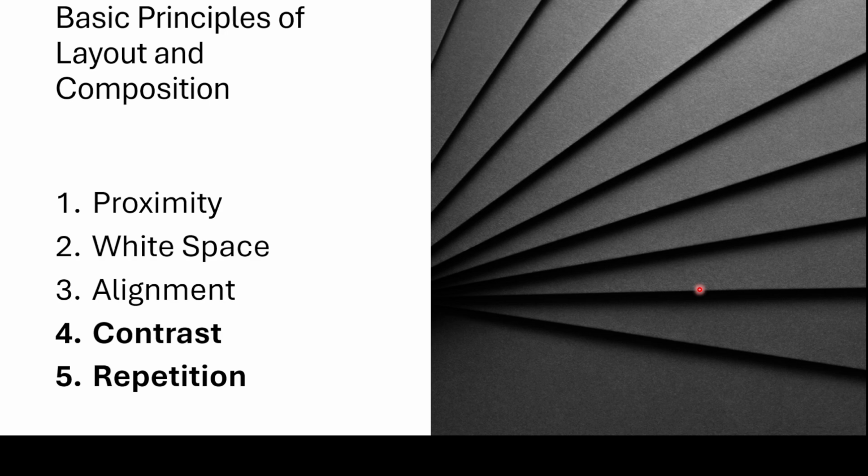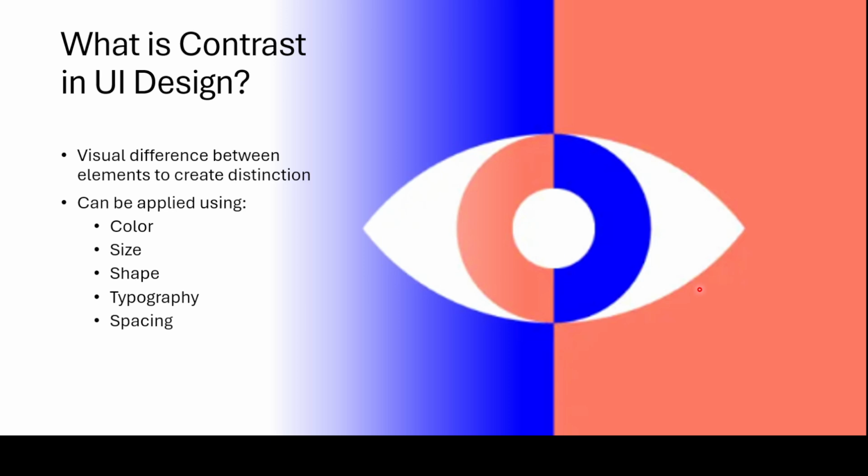Alright, next we are going to combine these two principles, which are contrast and repetition. What are contrast and repetition in UI design? We are going to focus more on contrast now. Contrast is the visual difference between different parts of your application or different parts of your visual elements.